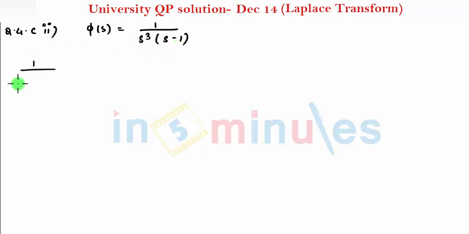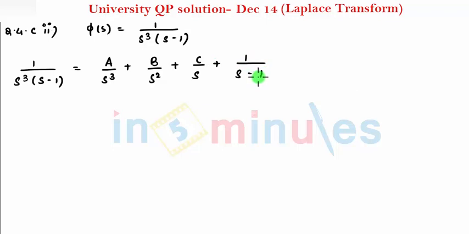So I can say 1 upon s cube (s minus 1) can be written as a upon s cube, b upon s square, c upon s, and d upon s minus 1. We can find a by putting s equal to 0, so we get minus 1. We can find d by putting s equal to 1, so we get 1.